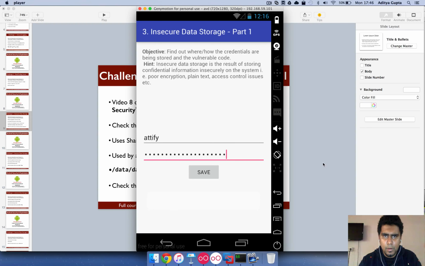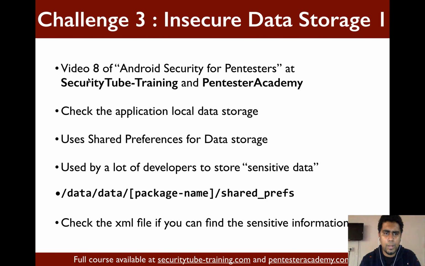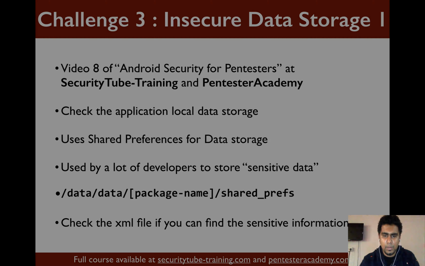Now there are a couple of places where an application can store the data, and one of them is shared preferences. Even though shared preferences are not recommended for sensitive information, a lot of developers end up storing any kind of sensitive information in the shared preferences. And if you're already familiar with ADB, the Android Debug Bridge, you can find the shared preferences at this location, which is /data/data, the package name, and shared_prefs.